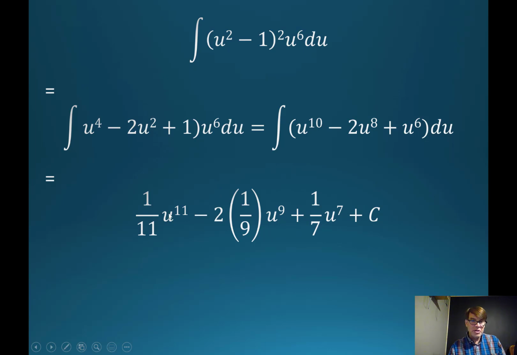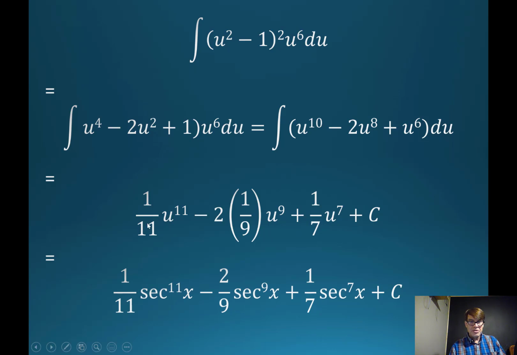All right, there you've got it. Now we just substitute the secant back in, and voila, there's the answer. 1/11th secant to the 11th power x minus 2/9 secant to the 9th power x plus 1/7 secant to the 7th power x plus constant. Quod erat demonstrandum, and we've done it.